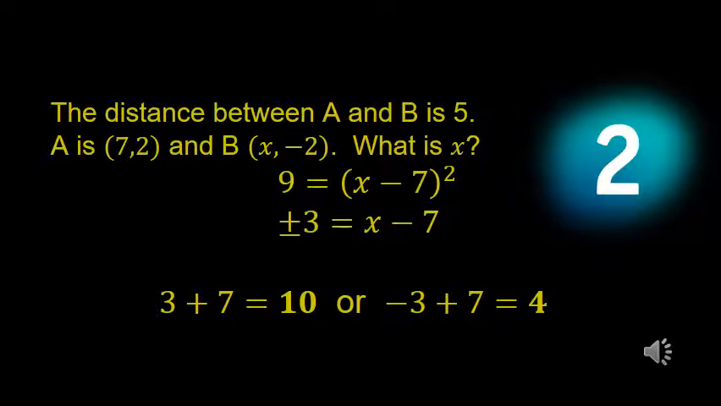Problems like this, you're typically going to get two different answers. That's because the next step was to take the square root of 9, which gives you plus or minus 3. That cancels out the squared on the other side, so plus or minus 3 equals x minus 7. Now I'll take positive 3 plus 7, that gives me 10. Negative 3 plus 7 gives me 4. So x could be either 10 or 4. Those are both correct answers to this problem.